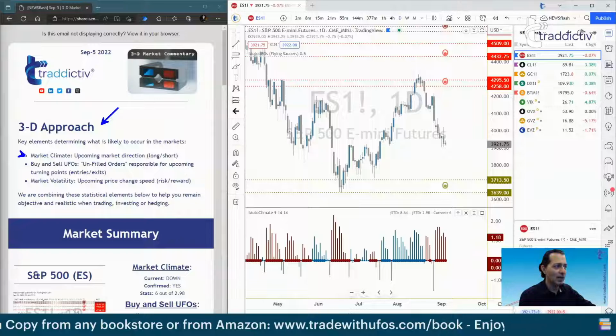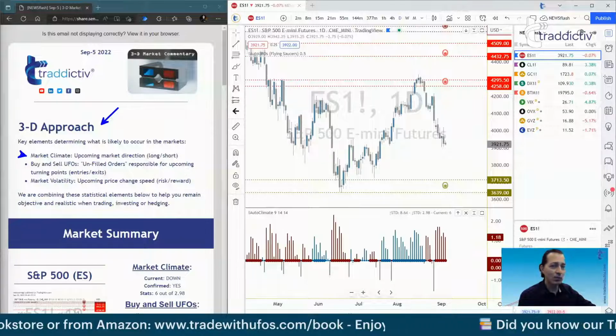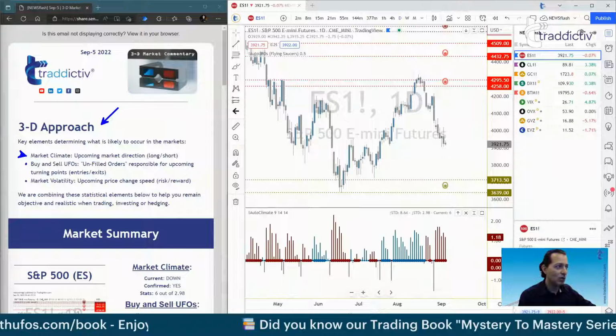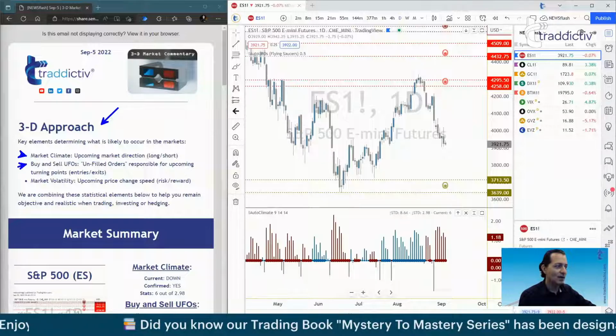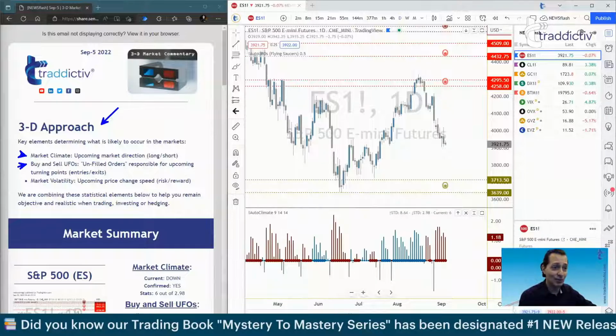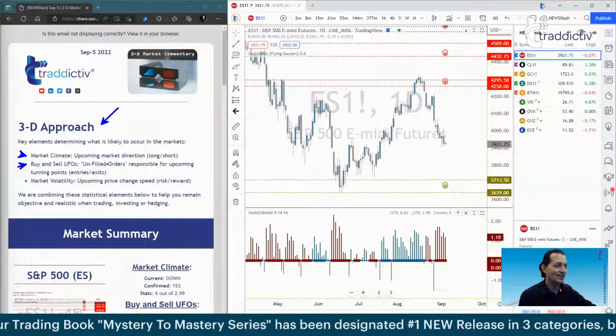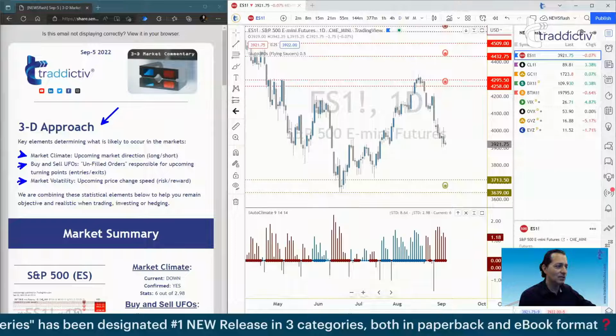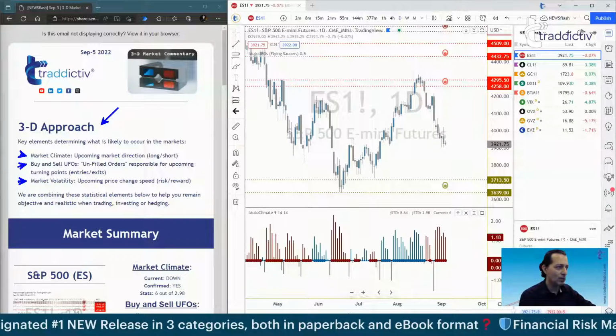We look at what's called market climate, which I will explain with a bit more detail in a moment. In case you are new to the climate, we talk about UFOs, which, if you know what they are, then that's it. But if you don't know what they are, you're probably wondering, what are the UFOs? Again, I'll explain that properly in a moment. And then market volatility, which is also obviously something very important, okay?